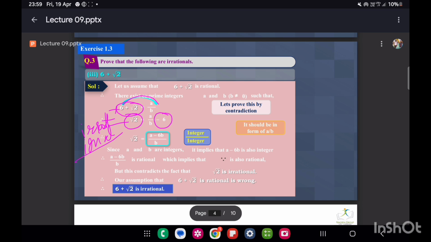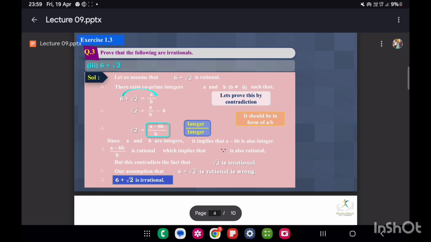Already we have proved that it is irrational. So it will become here minus 6. Root 2 is equal to a by b minus 6. Root 2, nothing is there, so take the LCM. b is the LCM. Multiply by b in the numerator and denominator. So you will get b in the denominator, 6 minus a minus 6b. Multiplication of 6 into b is 6b. So root 2 is equal to 6 minus a minus 6b divided by b.